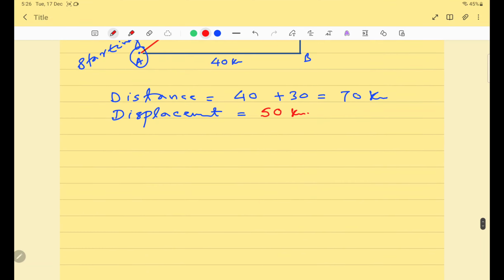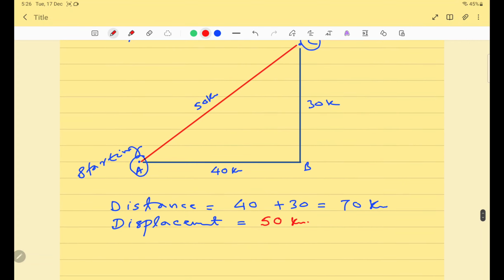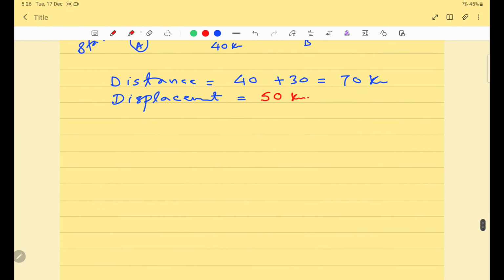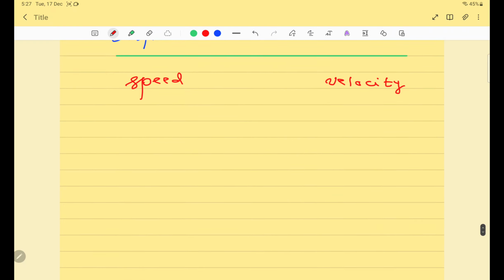Okay. And I will give you more examples on this topic, but I am starting the next definition. In the next definition, I will use the same concept of distance and displacement as well. So I am giving you another definition. The next definition is speed and velocity. These two quantities show how fast an object is moving.